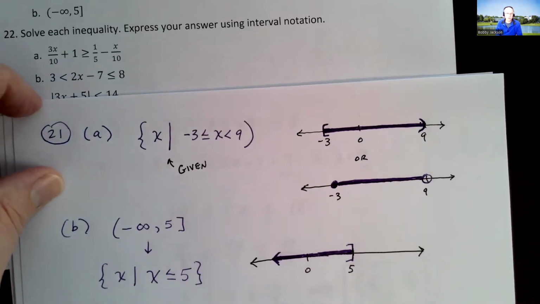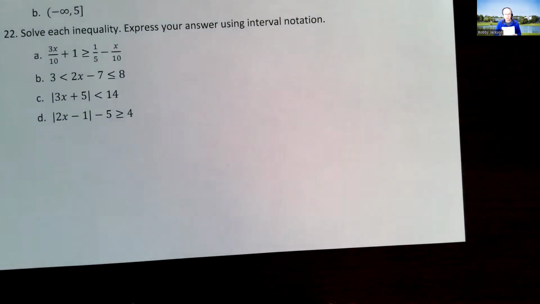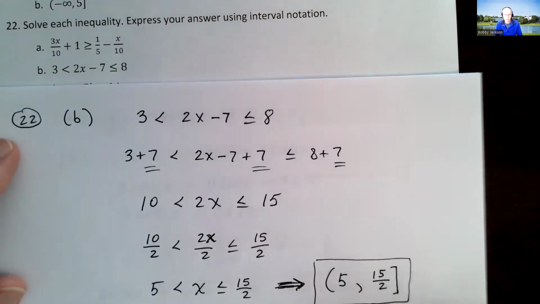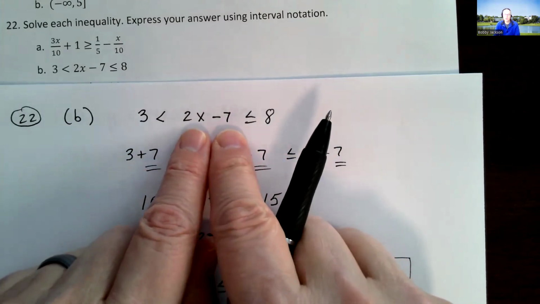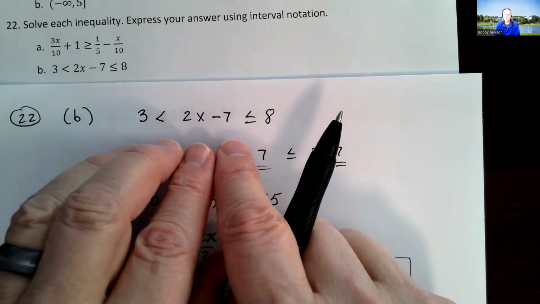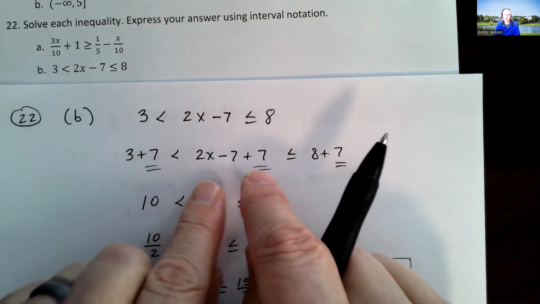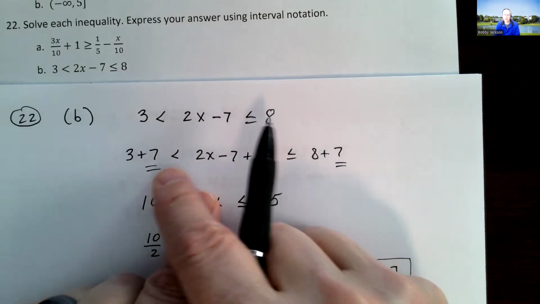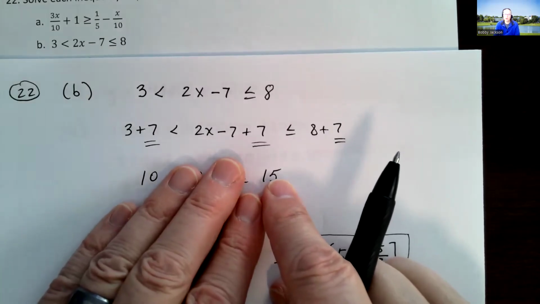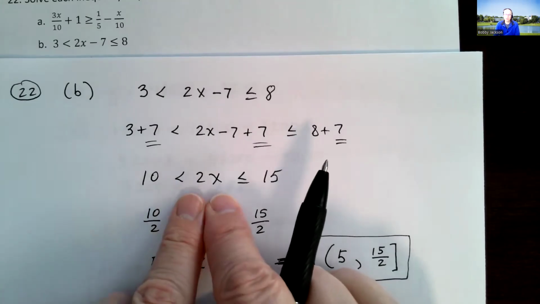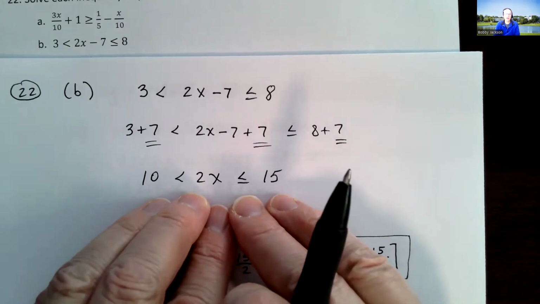Okay, 22b has a compound inequality. So what's that look like? Well, basically we're going to isolate x in the middle here, and we are going to do that by first adding 7 to all three quantities. I add it to the 3, I add it here, and I add it here. As long as I do the same to all three, the inequalities remain equivalent. So obviously 3 plus 7 is 10. Here the 7 disappears to 2x. Here 8 plus 7 is 15. And now to solve for x, I'm going to divide everything by 2.